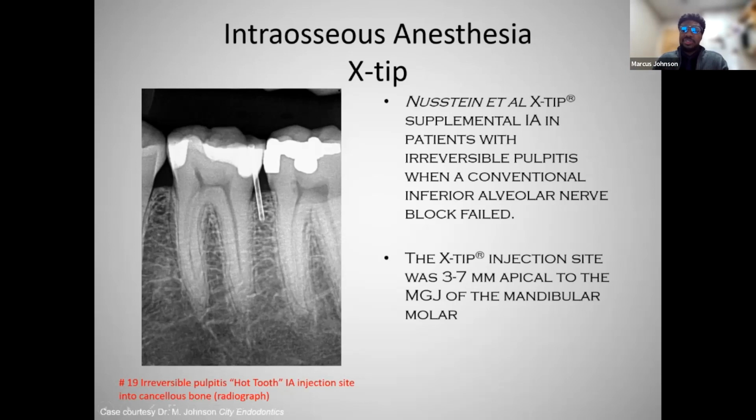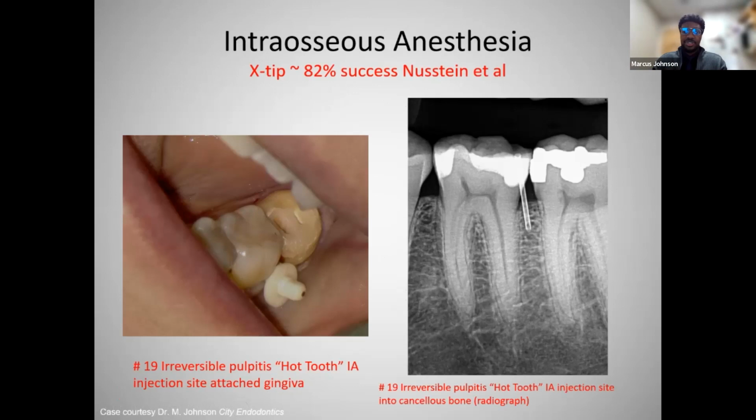So the injection site is 3 to 7 millimeters apical to the mucogingival junction of the mandibular molar. So you can see that schema right there. And you're going to get up to about an 82% success, but it is highly technique sensitive. Since I've improved upon my technique after about 30 or so cases, which is when you can say that you're very comfortable, I'm usually at right around 95%. I rarely have a case that I cannot complete with profound anesthesia after using the intraosseous technique.